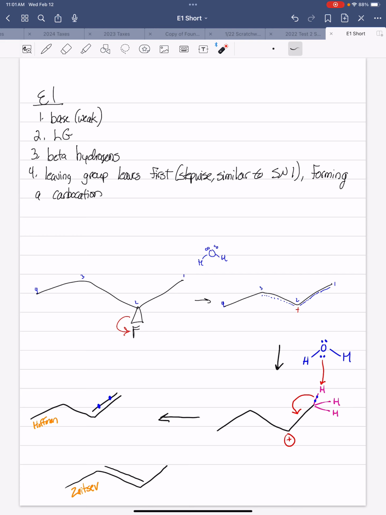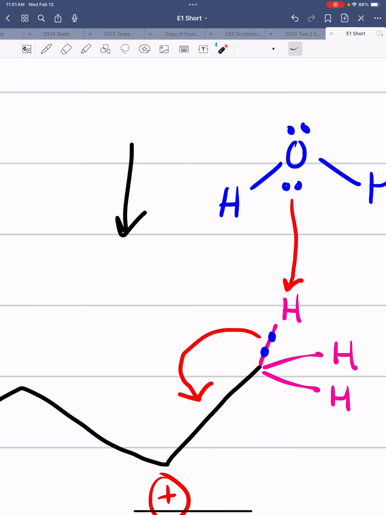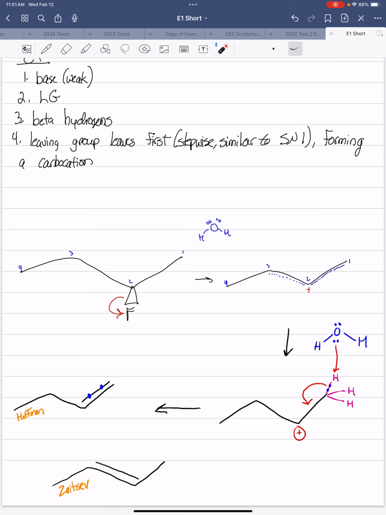Secondly, our base is going to then come along and steal a beta hydrogen, because bases love to grab hydrogens, that's what they do. The leftover lone pair, which we see here, which was the covalent bond between carbon number 1 and the proton, is just going to kind of collapse towards that carbocation over on carbon 2. And this is going to create a double bond.